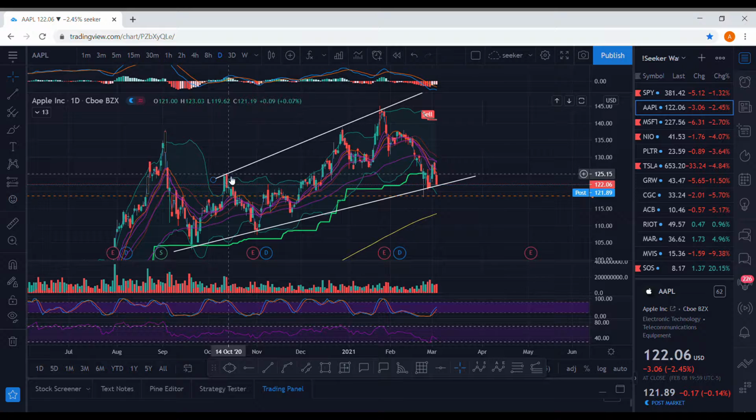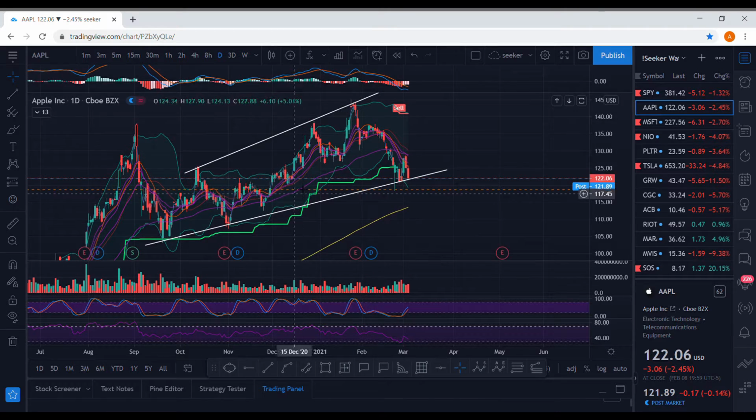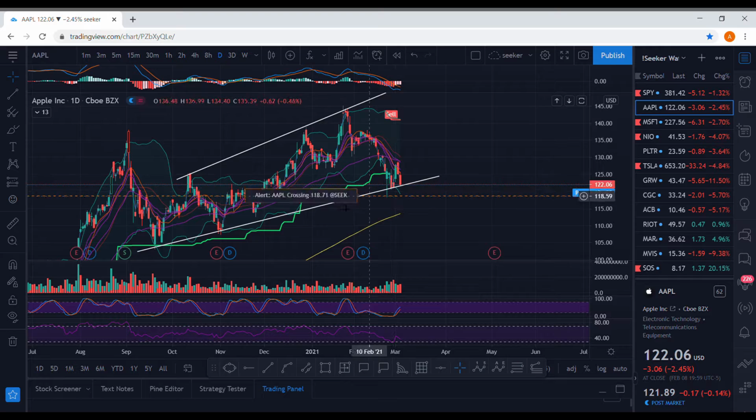So every time it touches this, I would play it to the downside, or if it breaks through, it'll come back and retest. Nice support right here. 1, 2, 3 taps. 4 right here. It might break through, but this is a nice trend line that Apple will like to bounce off of.